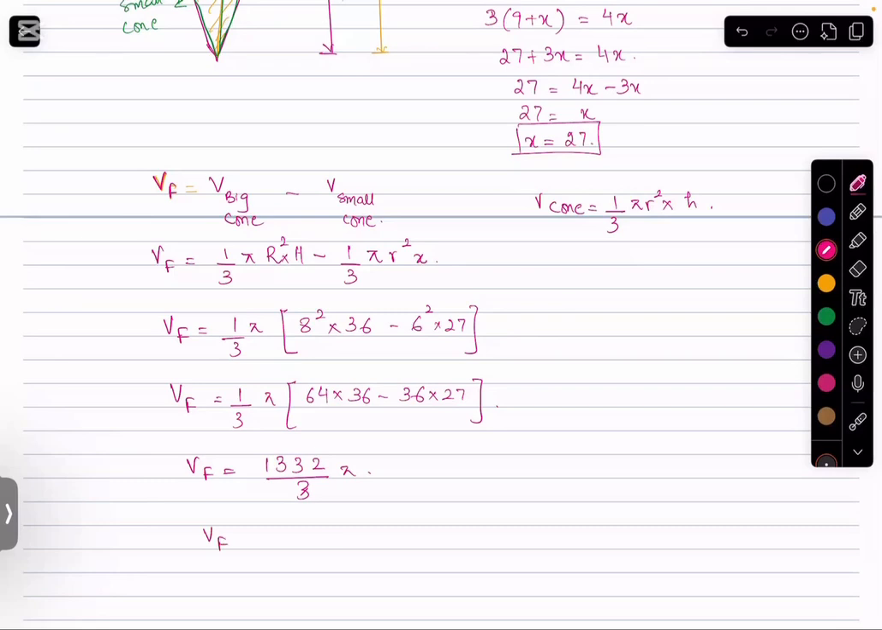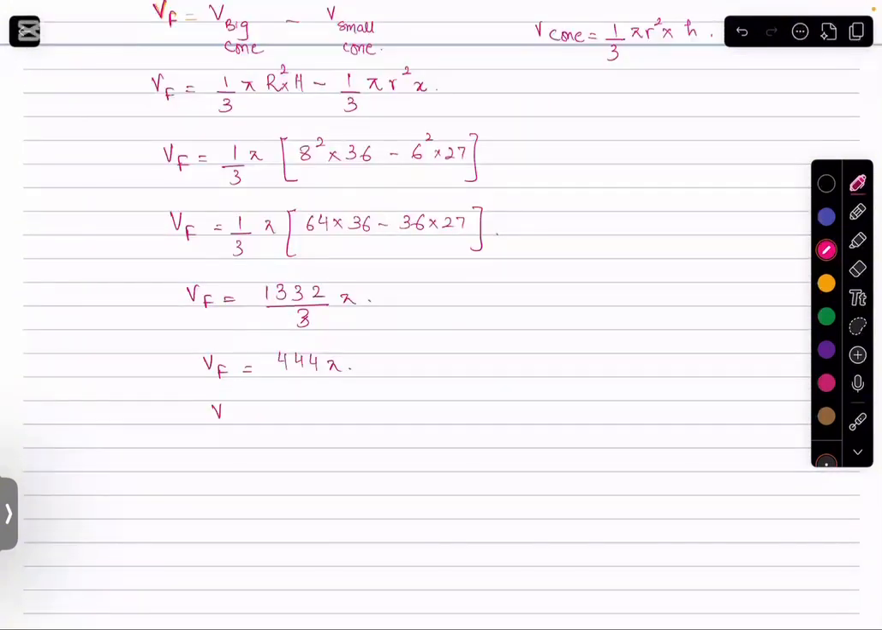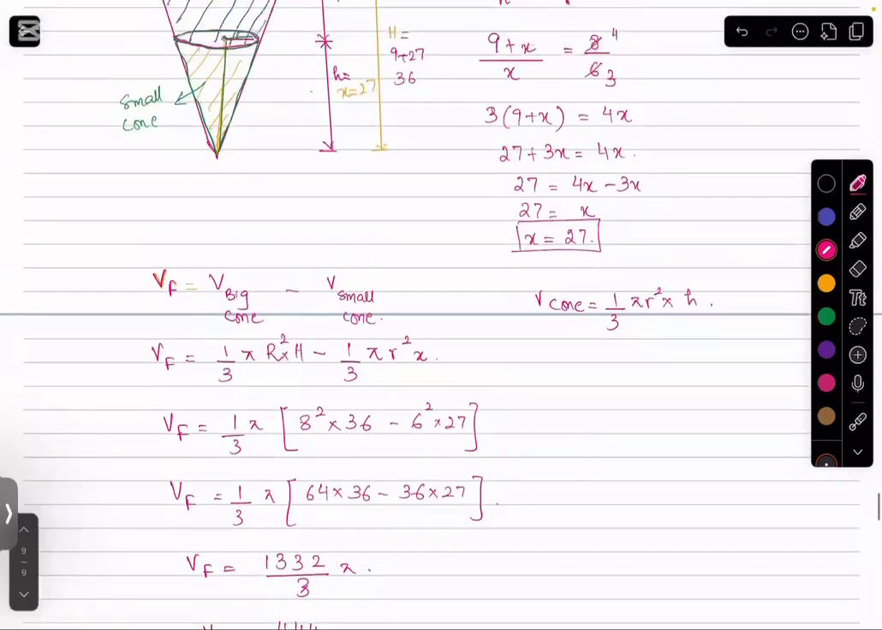Or I can say that the volume of the frustum is 444 pi. Or if you want to give your answer in decimals, you can also do that. Then it's 444 times the pi value, which gives me 1394.86, or I can say approximately 1395 centimeter cube. So this is how you will be calculating the volume of the frustum. I hope it's clear to all.